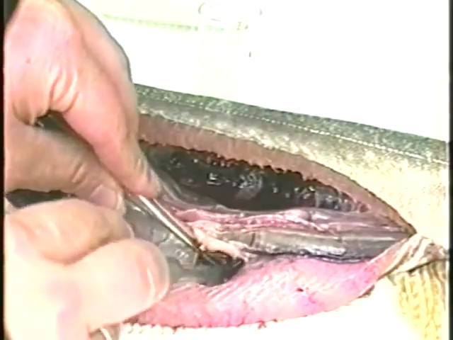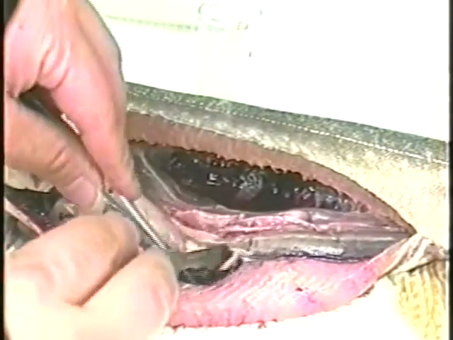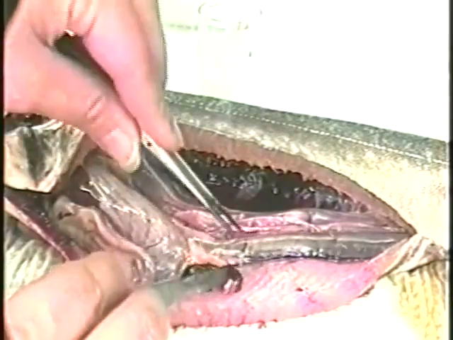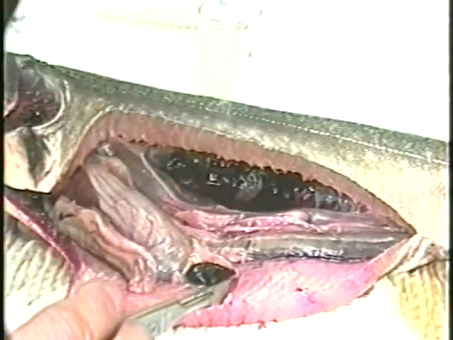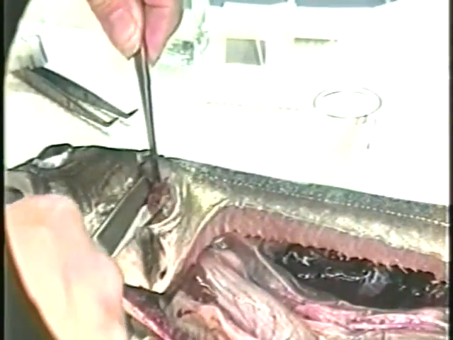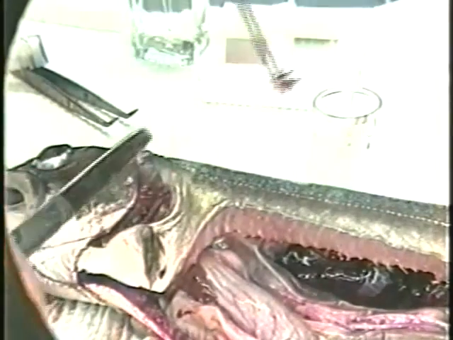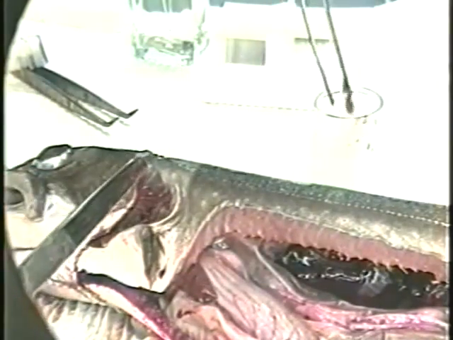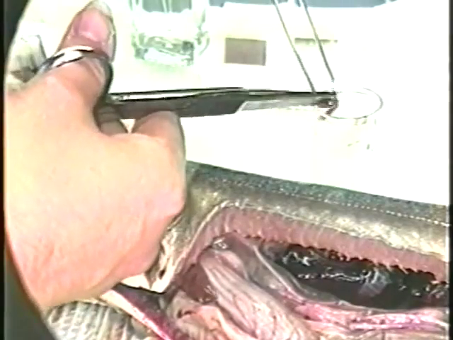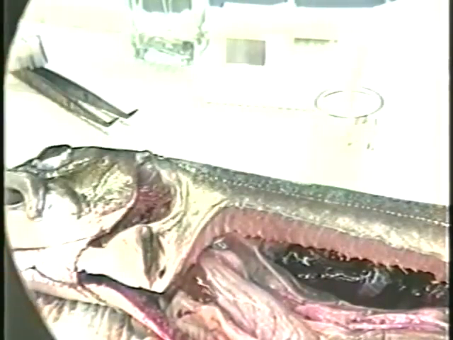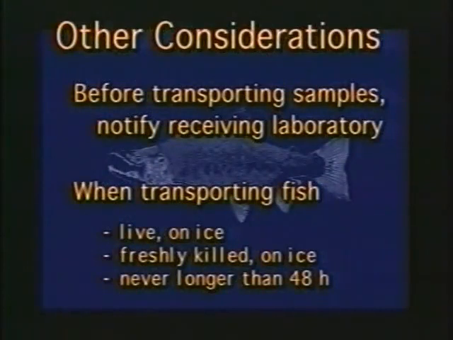If the spleen is less than 1 cubic centimeter, it can be removed whole. If larger, a portion can be excised. The gill filaments should be cut from the gill arches with scissors. All of these samples are placed in a labeled container and refrigerated or held on ice until transport to the examining lab. There are a few other things to consider when collecting samples.